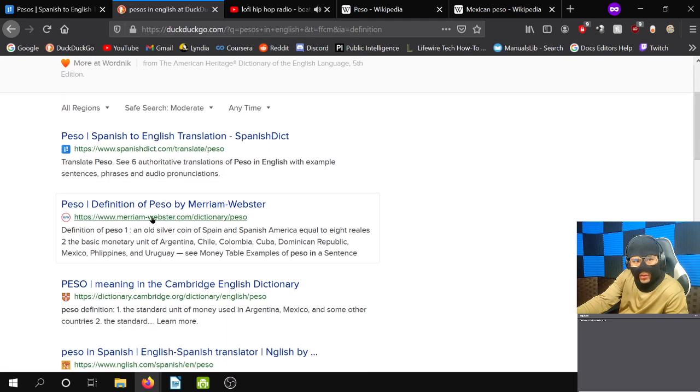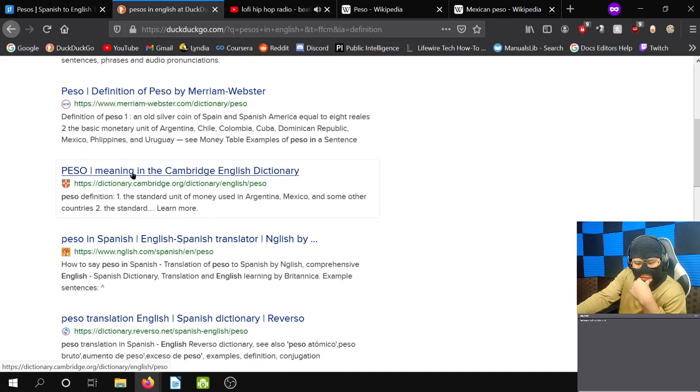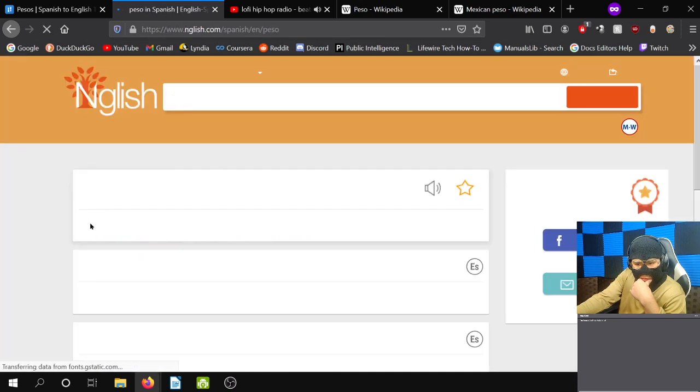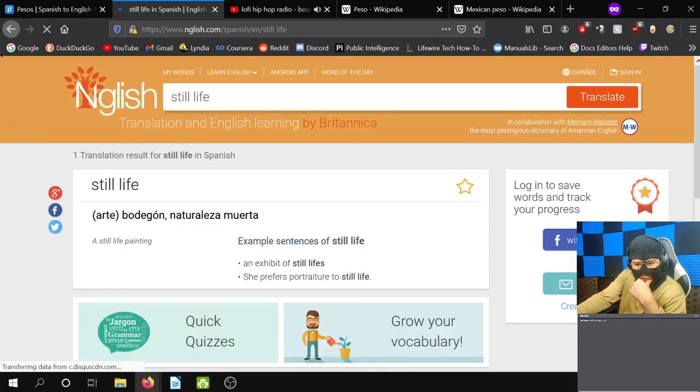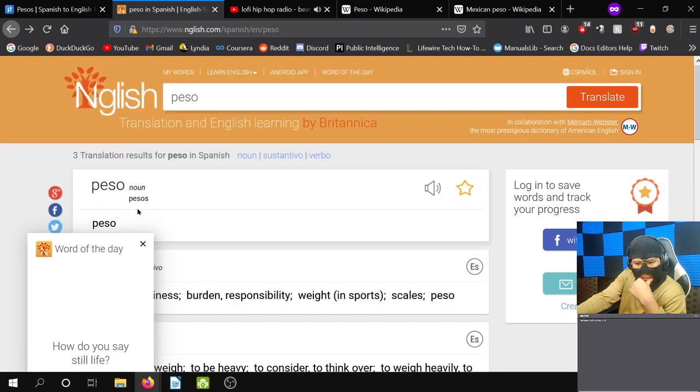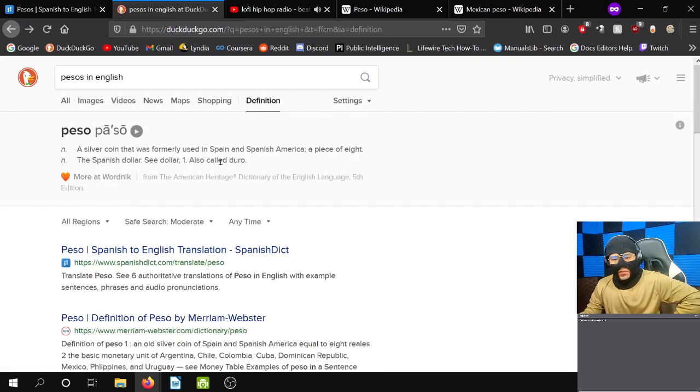Peso, Spanish dictionary. Now onward to peso in Spanish. Oh, pesos. Okay, so yeah, it's here. But as you can see, it's not a strictly Spanish word. It could just be a currency that other places even have. So anyway, I'm just gonna chunk it here.